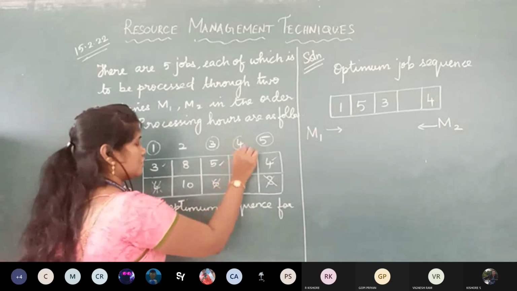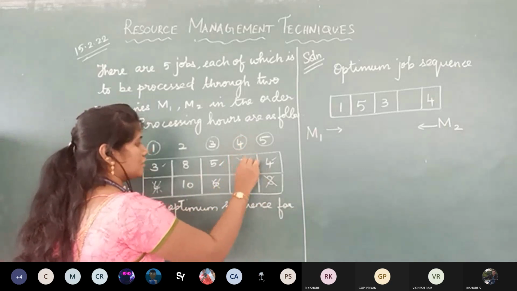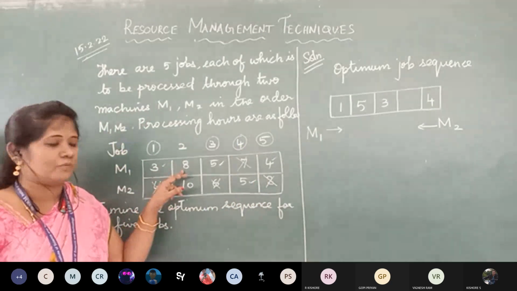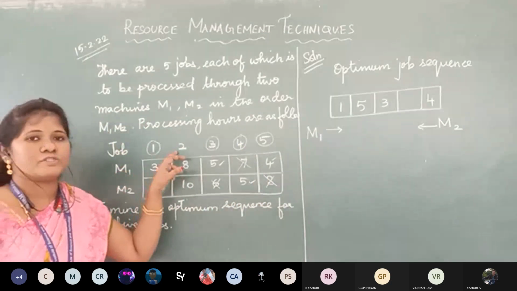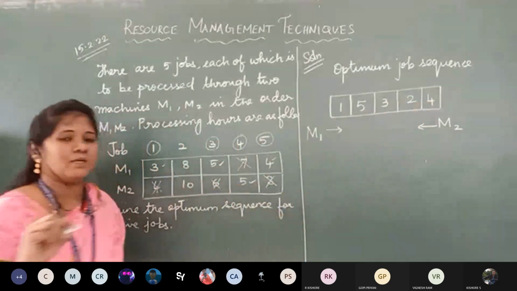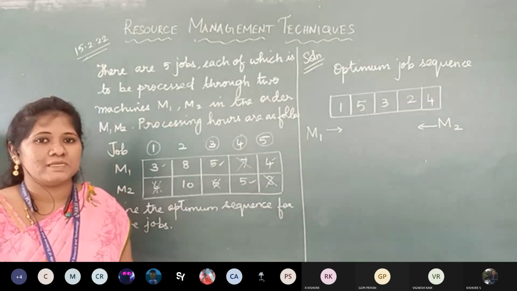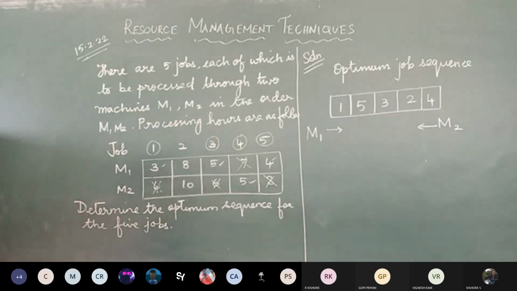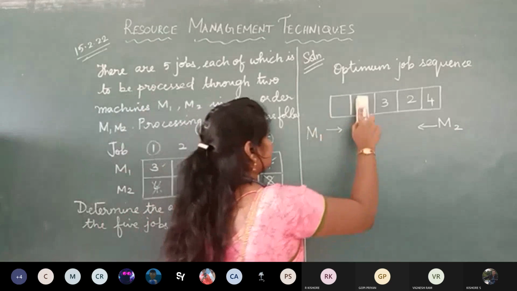So here we have finished this one also. We have taken this, so this you cannot take. So this is the last value. This is your minimum value, which is coming from M1 and your second job. So second job. Okay, so this is how you do the sequencing. I will repeat it again so that you will understand it.